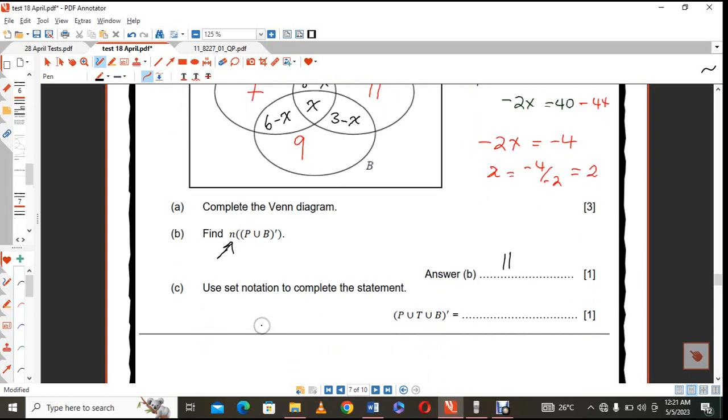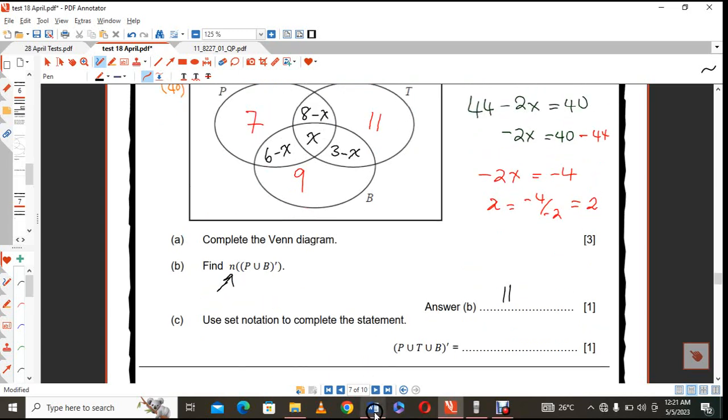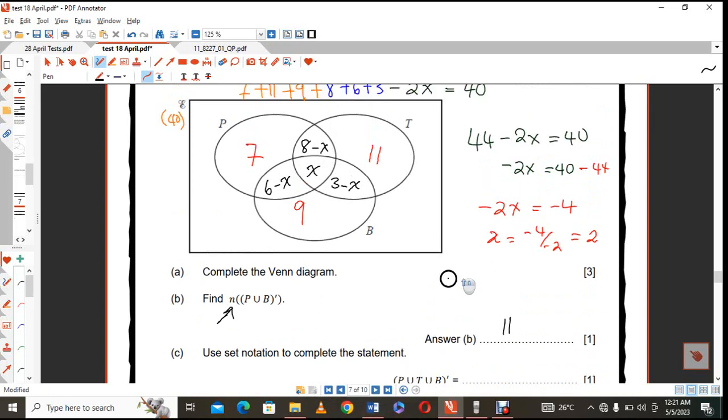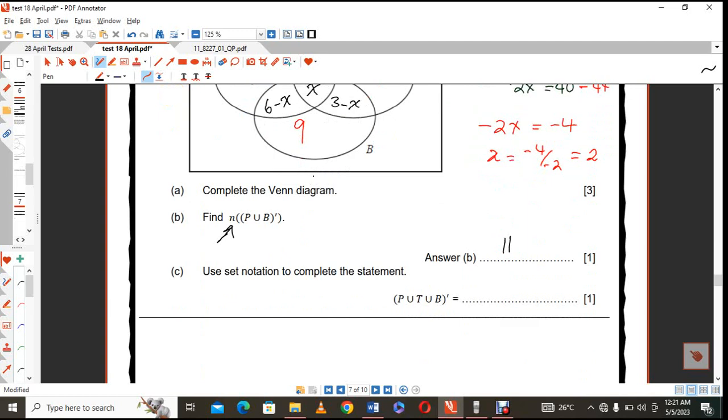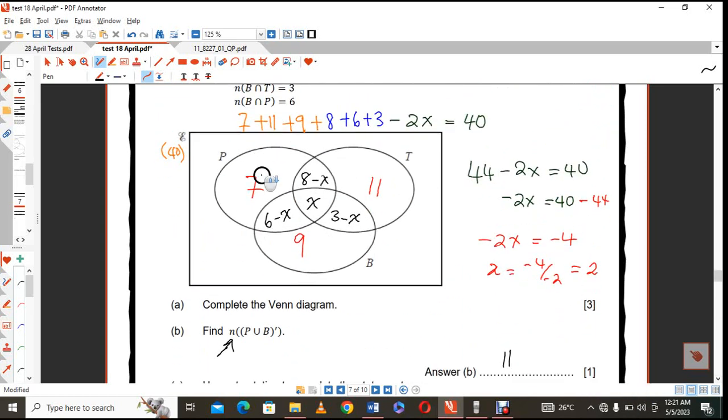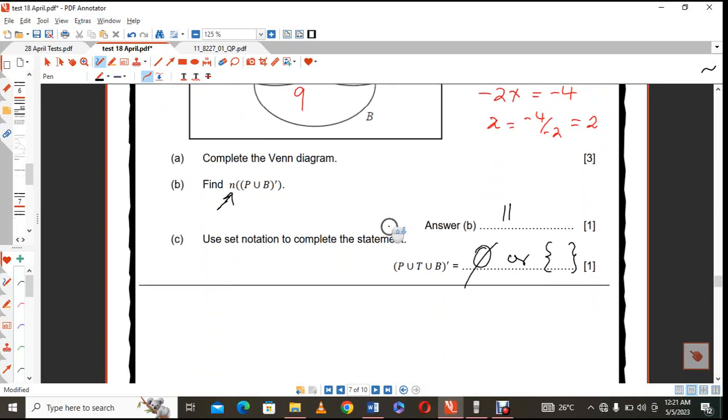You use set notation to complete the following statement. Well, if you have to look at the union of P union T union B, everything, the union of everything that is not in there. So everything not in there, obviously, if you look at everything not in there, it's the empty set. Okay, you can't say it's equal to 0. It's the empty set. That's what it is. Everything that's not in P, in T, or in B, it's nothing. It's the empty set.